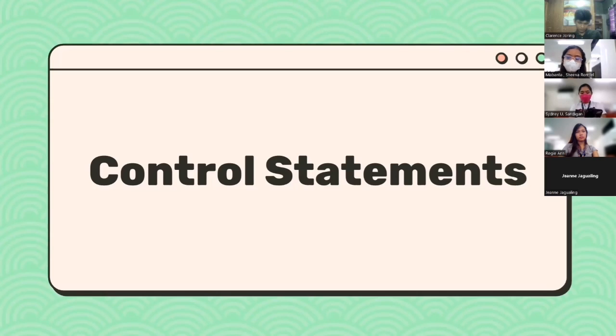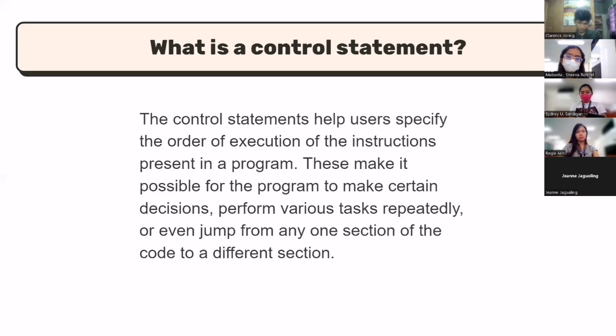Control statements. Next. What is a control statement? The control statements help users specify the order of execution of the instructions present in a program. This makes it possible for the program to make certain decisions, perform various tasks repeatedly, or even jump from any one section of the code to a different section. So a control statement is used in a programming language to control the flow of the program.